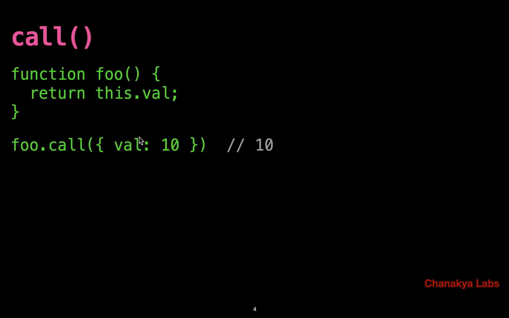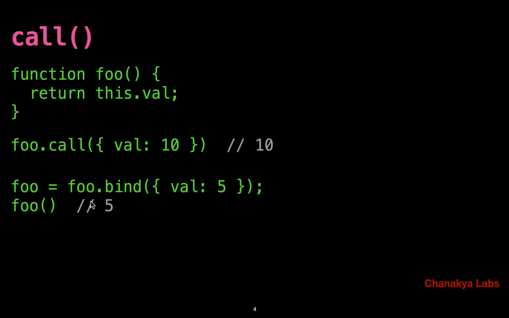Obviously, since we are using call, the first argument will be used as this inside when you are calling this function. Then this is going to be val10, and this.val is going to be 10, and that's why that is going to be returned. We all discussed this earlier, but let's repeat it.